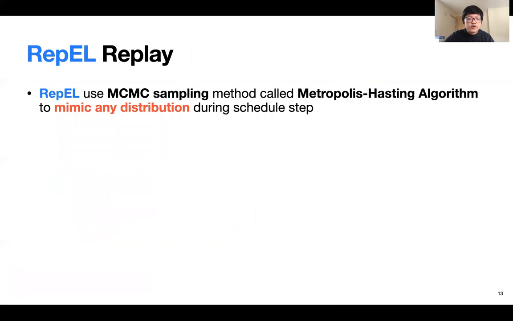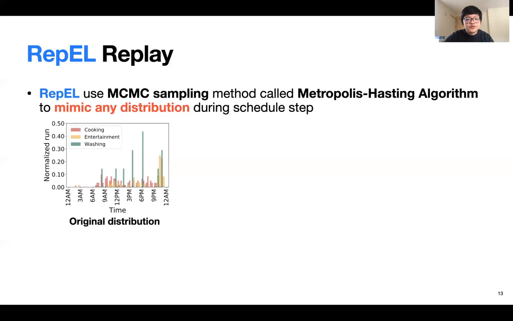Let's look at how RepEL schedules the loads. We use a Markov chain Monte Carlo sampling method called the Metropolis-Hastings algorithm, so RepEL can mimic any distribution during the schedule step. For example, the left figure shows the distribution from a 1-month energy trace. This distribution allows us to observe the behavioral pattern of this house, such as washing often happening at 6 p.m.